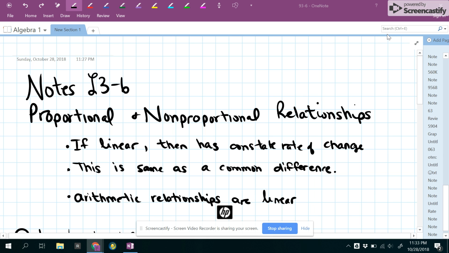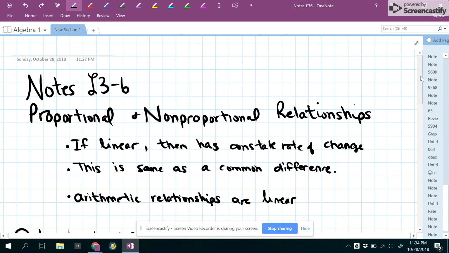Lesson 3-6 is on proportional and non-proportional relationships. We'll discuss more about the proportional versus non-proportional part in the next lesson. For today, you're focusing on if things are linear, which is what this chapter is about, then it has a constant rate of change. This means the same thing as it has a common difference. In other words, your arithmetic relationships are linear.